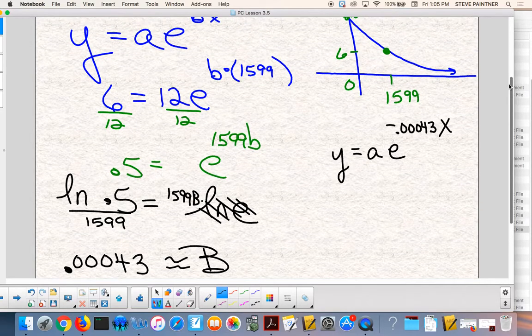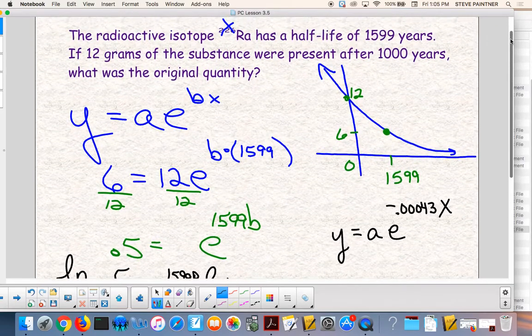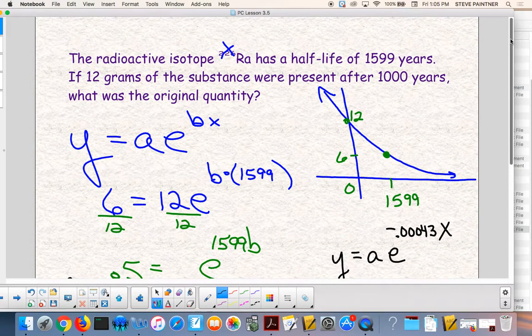Is there another question? Oh, yes. If 12 grams of substance were present at 1,000 years. Okay, so here's 1,000. That would be what? 12. Uh-oh. My problem is I listened to Hunter with that 12. We should have just did the 1. That's not the starting point. So here's the deal. We need the starting point. What was the original starting point?